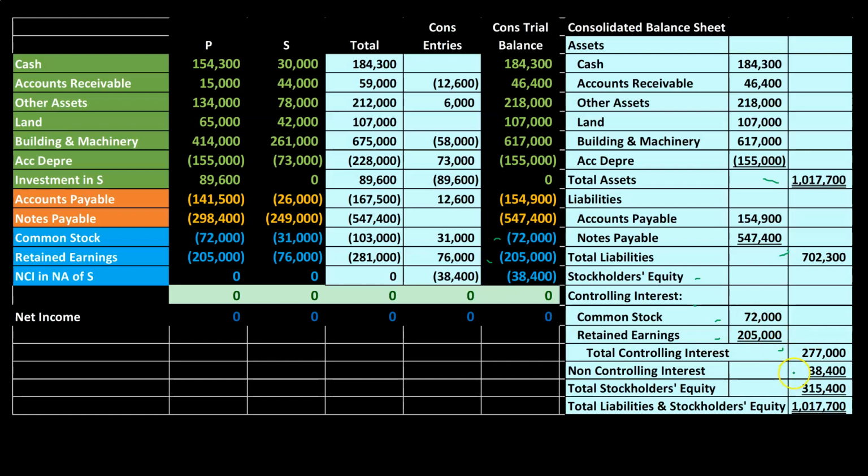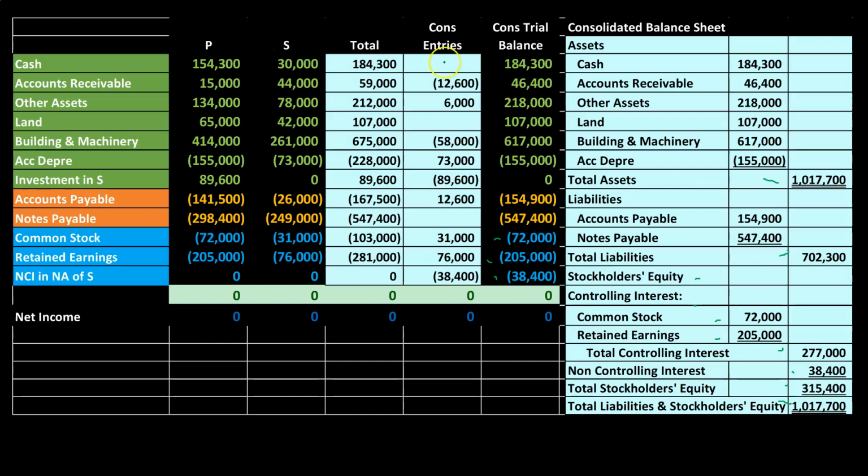And then we'll pull in the non-controlling interest, which of course is that 38.4. So there's the 38.4 to total up then to the total equity of the 315. Equity plus liabilities, of course, matching up to the assets at the 1,017,700. So just notice logistically, we basically said, all right, we've got P's books, we've got S's books.